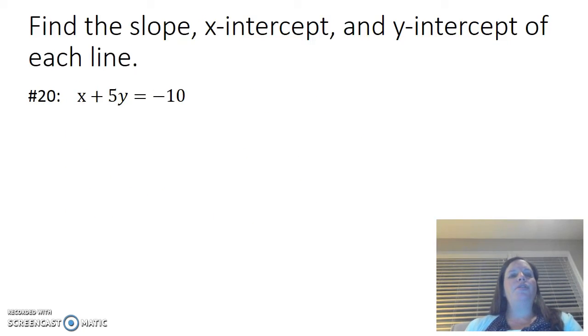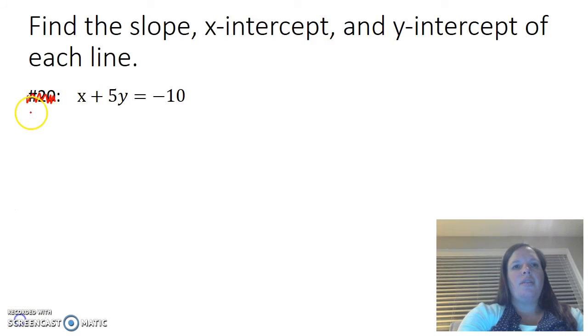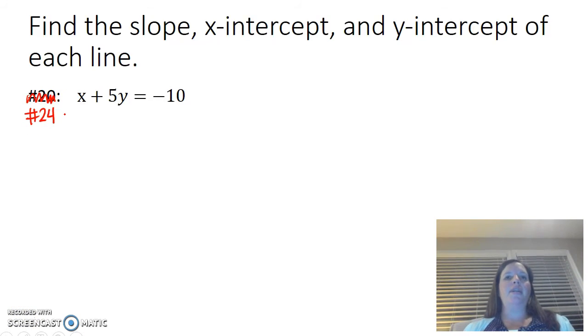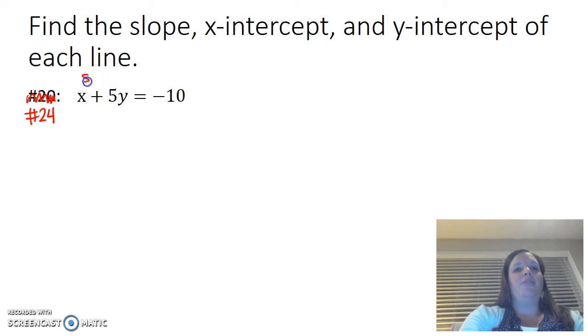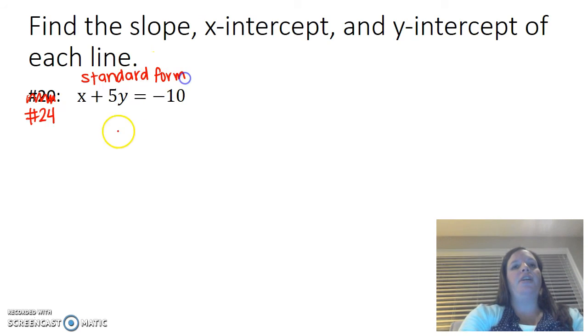Okay, sorry, this is not number 20. This is actually number 24, but just so you have seen it, as far as finding the slope, x-intercept, and y-intercept for a different form of line, this one being standard form. The easiest values to find on here are your x-intercept and your y-intercept.